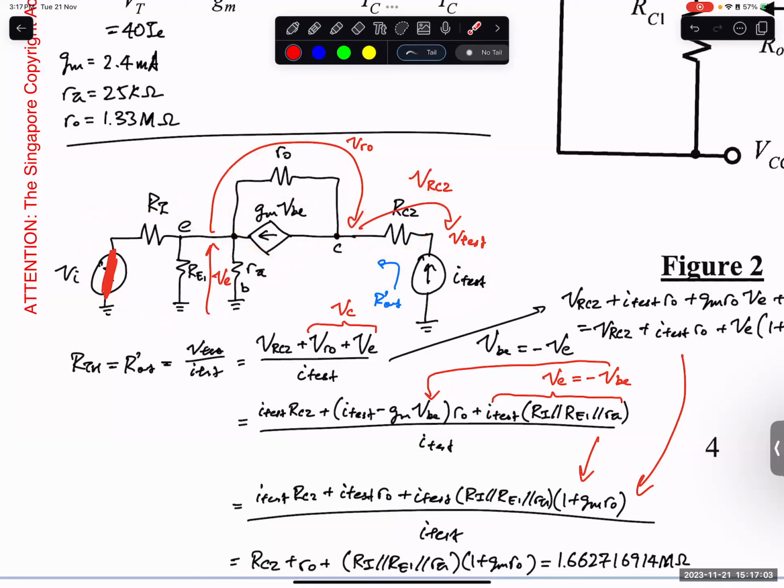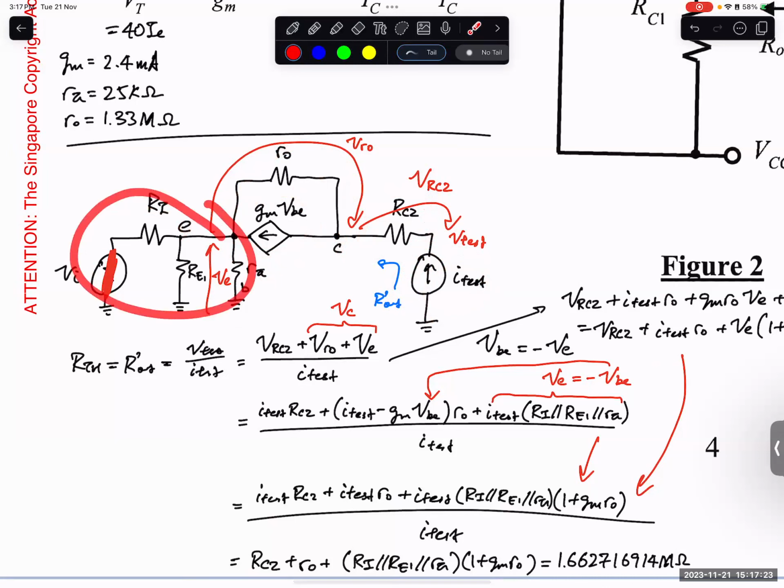To determine the RTH, we inject a current source, because in this case the calculation can be easier with a current source, and from the reasoning you can actually see why. So we have I test going up, we have a voltage drop over here, a second voltage drop over here between E and C, and lastly between E and ground.